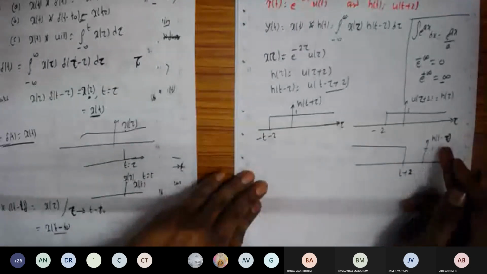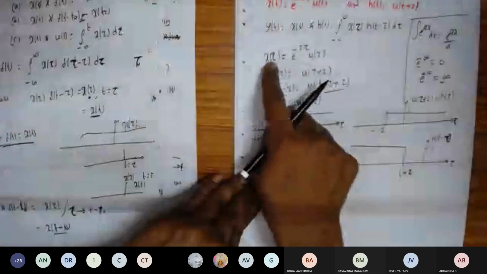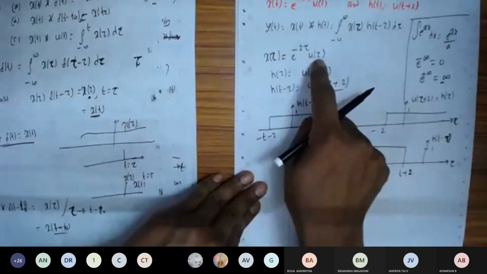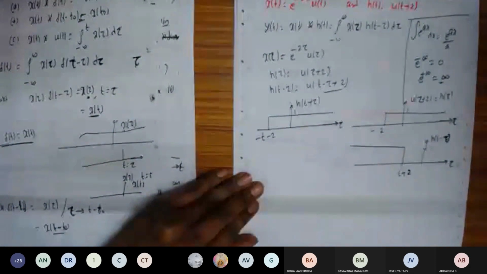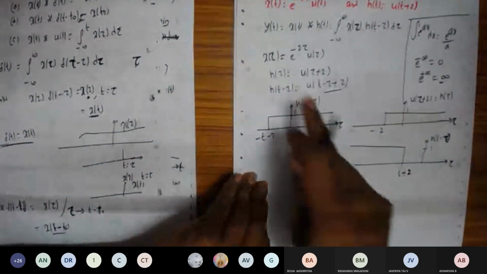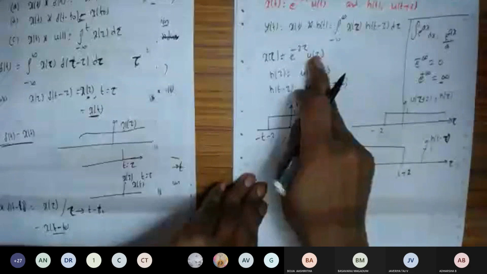So this is h of t minus tau. Next one is we have x of tau is equal to e to the power of -2 tau into u of tau. I'm going to draw that waveform. I'm going to plot it here. So this is x of tau is equal to e to the power -2 tau into u of tau.